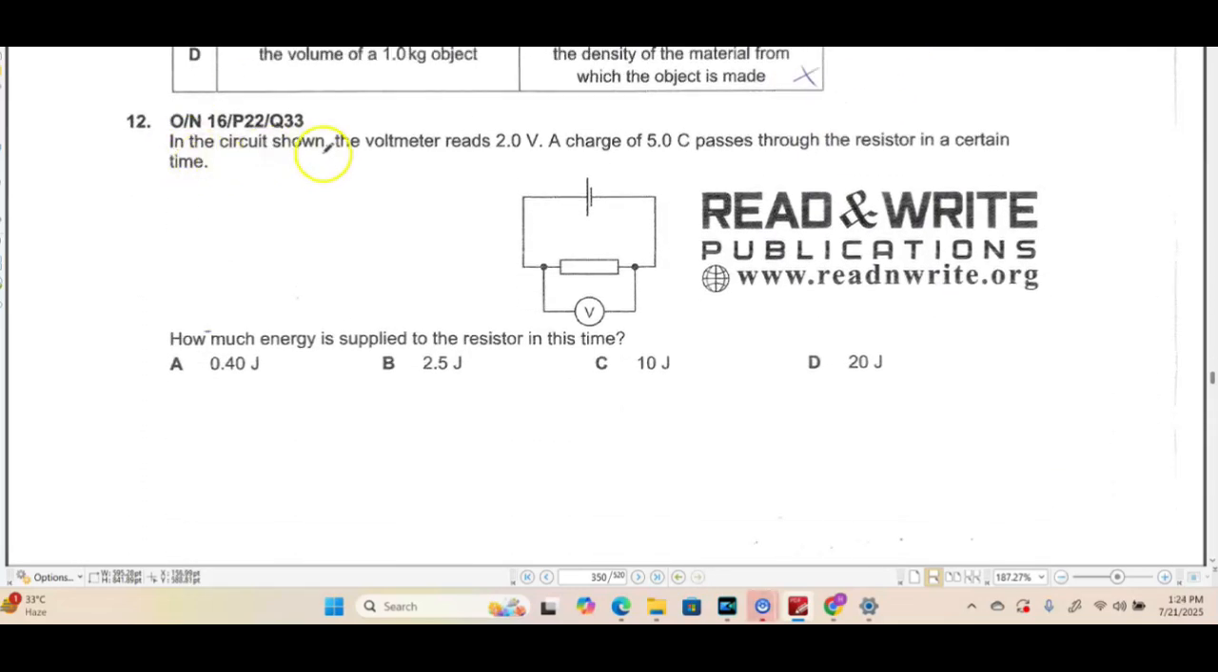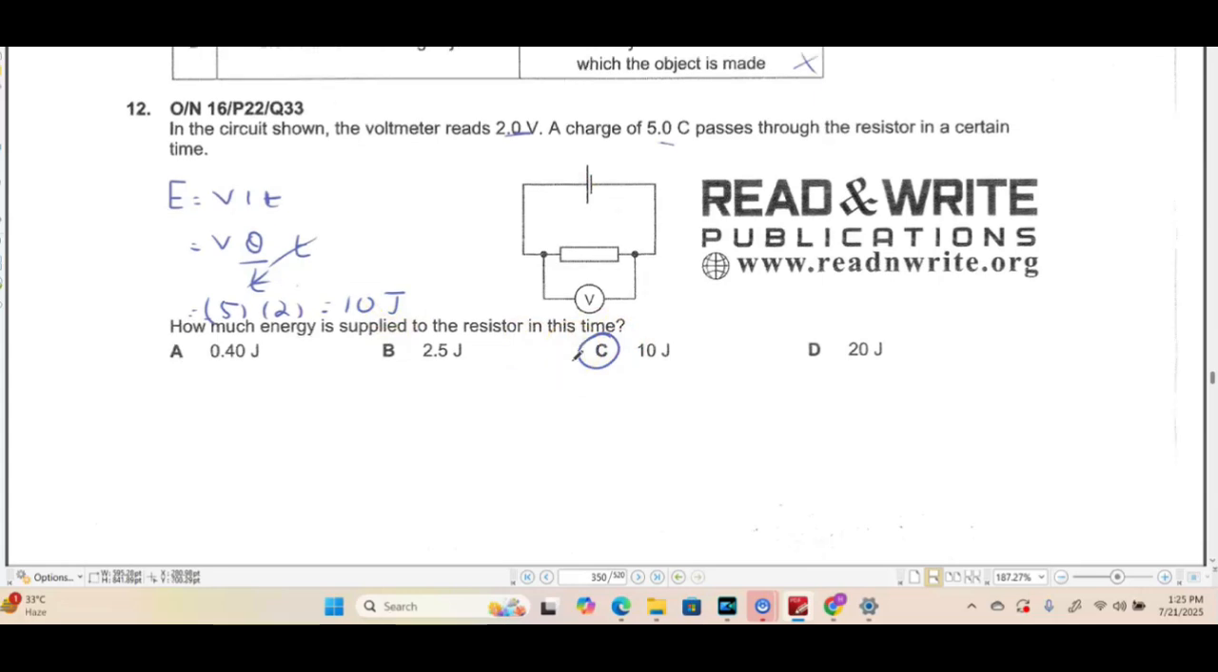Question number 12. In the circuit shown, the voltmeter reads 2 volts. A charge of 5 coulomb passes through the resistor in a certain time. How much energy is supplied to the resistor in this time? Okay, where energy has come, we have this formula. And since we don't have the current, we can use Q over T. Since we have the charge, 5 is the charge and 2 is the voltage. So 10 joules of energy is going to be there. So C is our correct option.